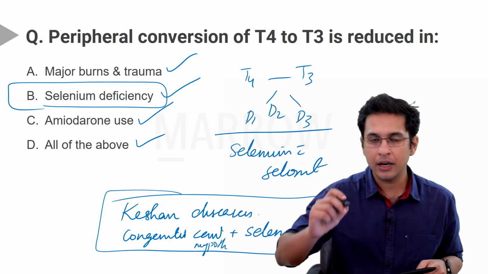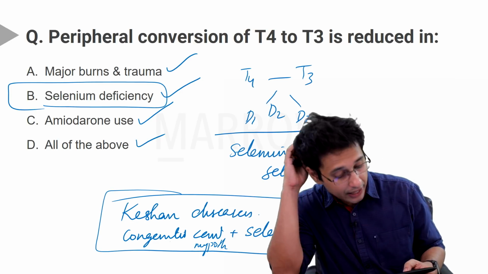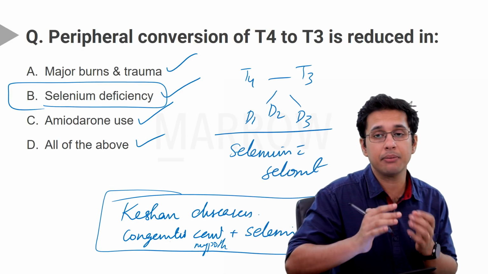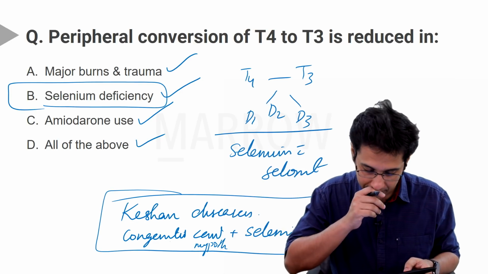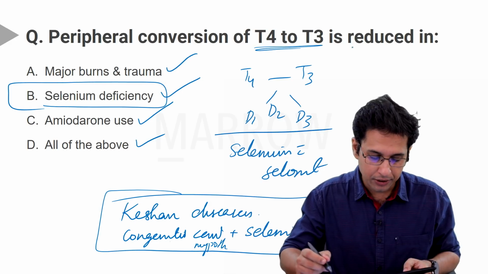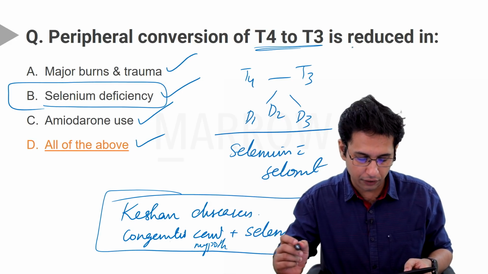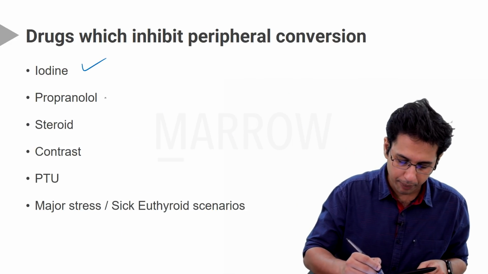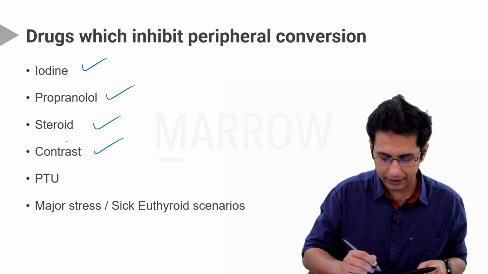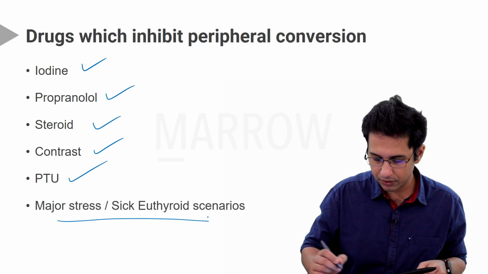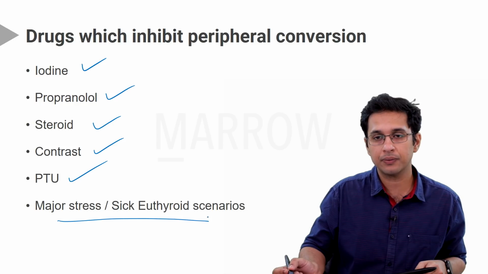Let's come back to the point. D1 deiodinases, right? These deiodinases need selenium as a trace mineral. Selenium deficiency can cause this. So peripheral conversion from T4 to T3 is so important. Iodine, propranolol, steroid, contrast, which again contains iodine, PTU, major stress or sick euthyroid scenarios.